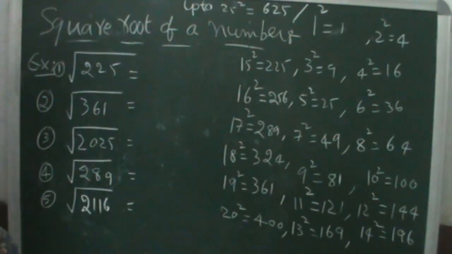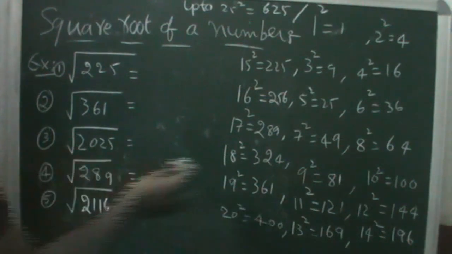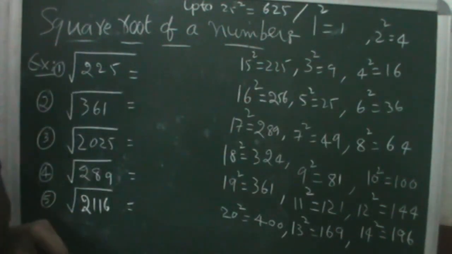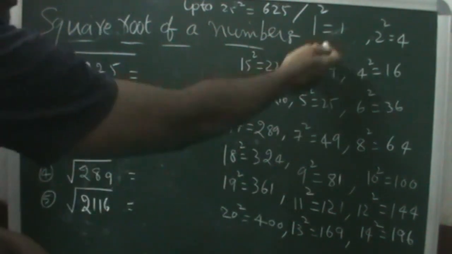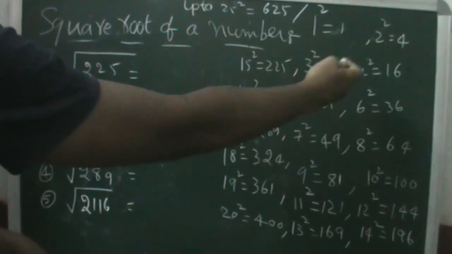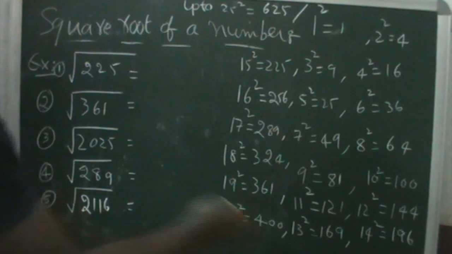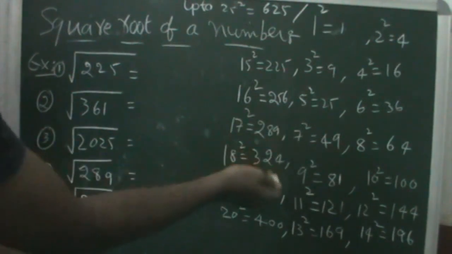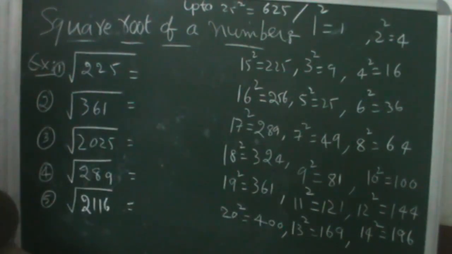25 squared is 625. Now I am writing some of the square values up to 20 squared. 1 squared is 1, 2 squared is 4, 3 squared is 9, and so on. But now we are doing the reverse. Once you are given a value, from that value you have to find the square root of that particular number.